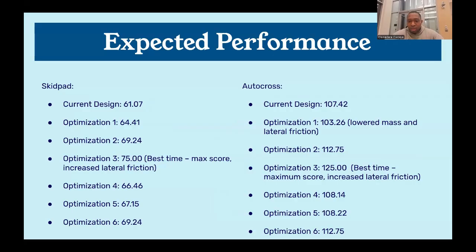Increasing lateral friction again helps us get the optimal number of points. Current design isn't optimal for skid pad. And then we see that lowering mass and lowering lateral friction again gives the lowest points. You need to increase lateral friction. Next slide for autocross.